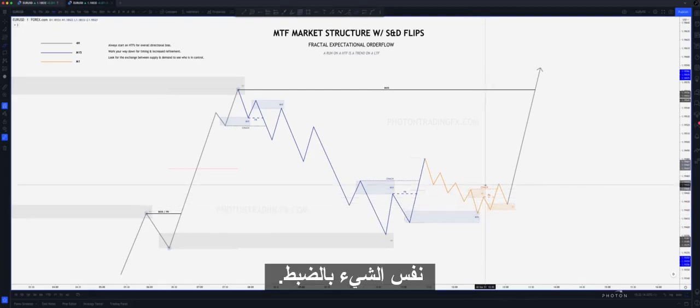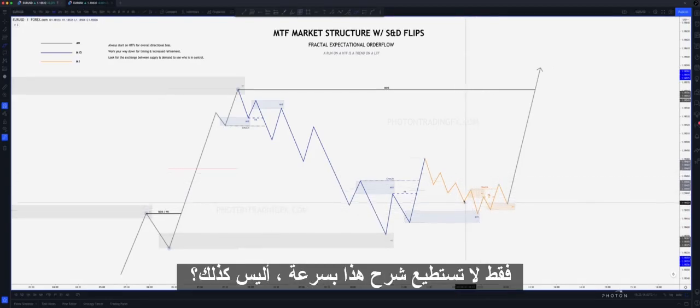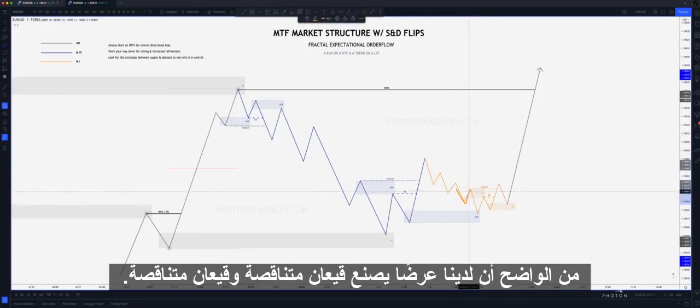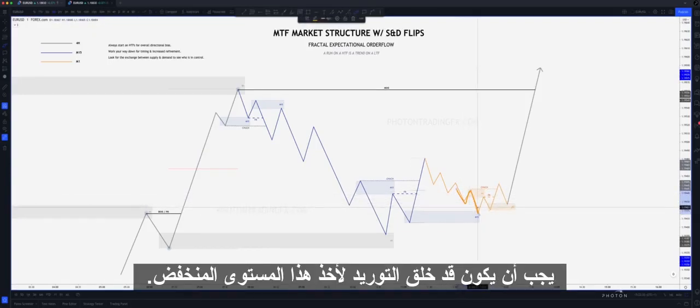Right, exact same thing. I'm not going to be as pedantic this time. I'm just going to explain this one quickly, right? We obviously have supply making lower lows and lower highs. It must have created supply to take out that low.